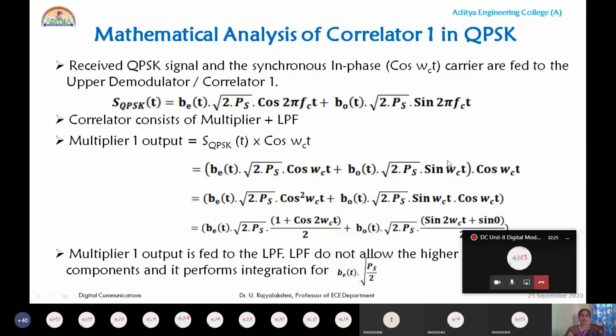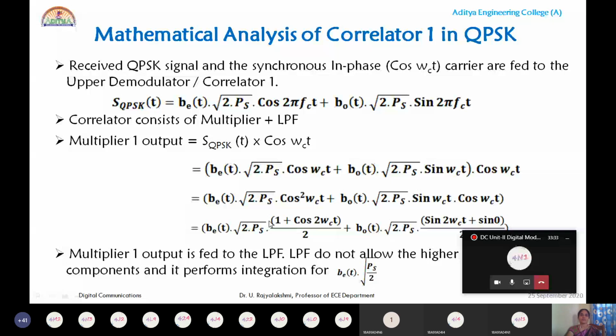So finally you got some value that is fed to the low pass filter. The low pass filter, as you already know, won't allow the higher frequency components. Here sin 0 is 0, so you can eliminate this term. So sin 2 omega ct and cos 2 omega ct, our low pass filter did not allow these two terms. Then what is the output of the low pass filter? If you observe, it is b of t into only the DC term, that is b of t into root ps divided by 2, because 1 by 2. Only the DC term you will get as the output from the low pass filter.